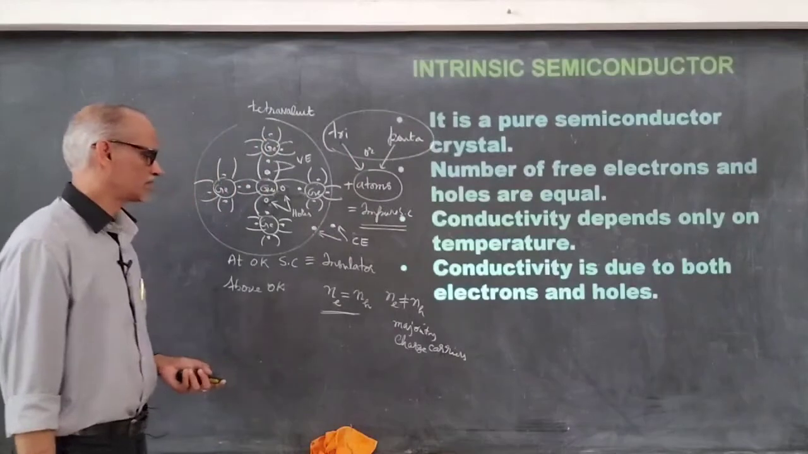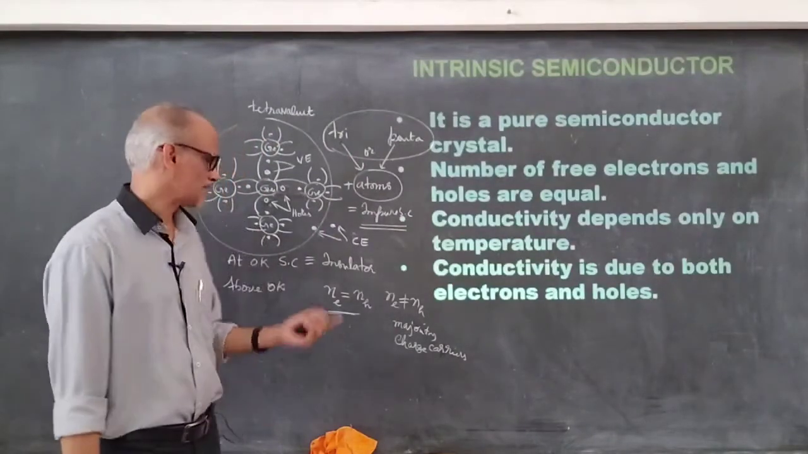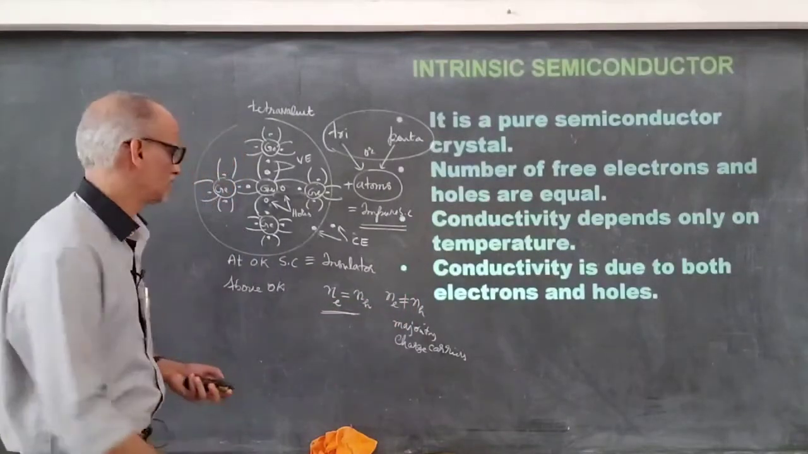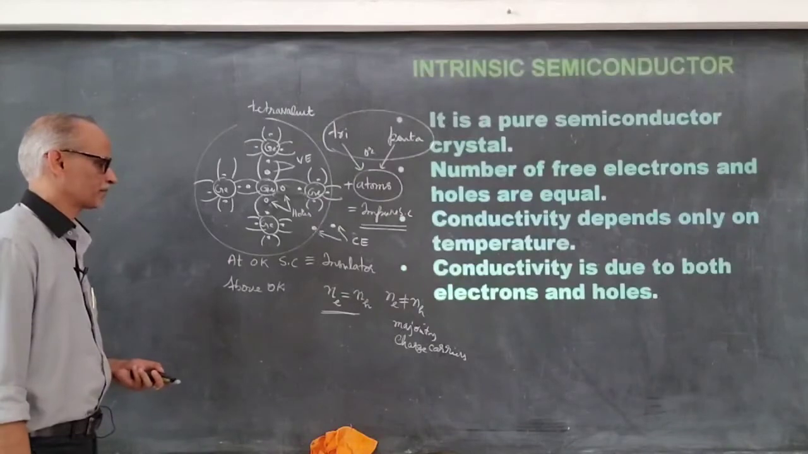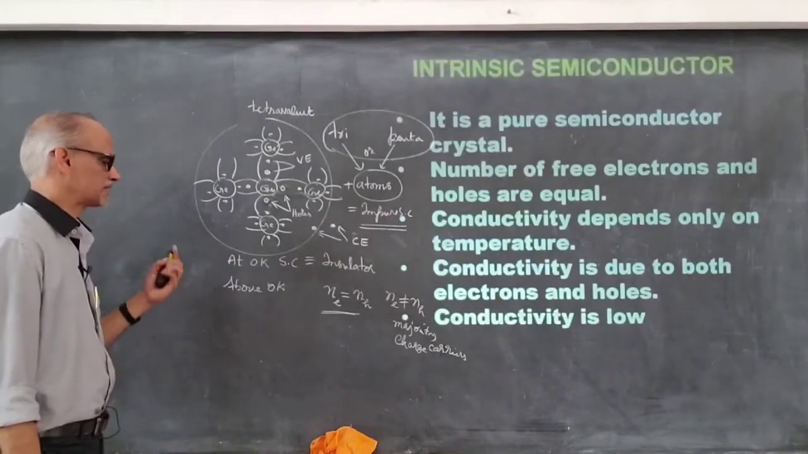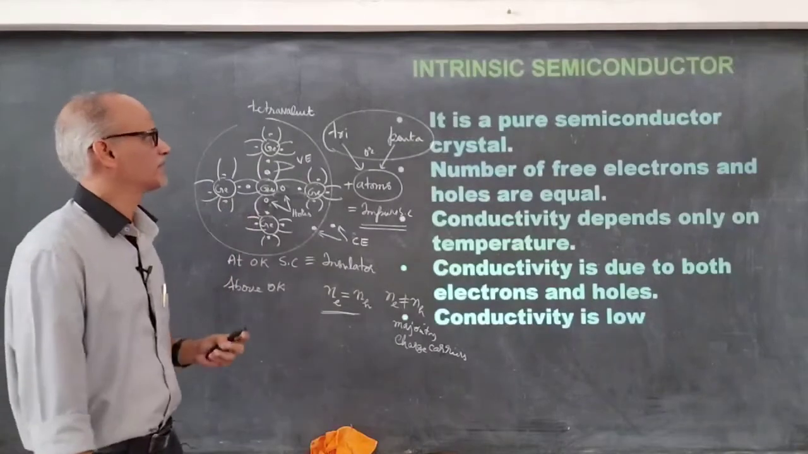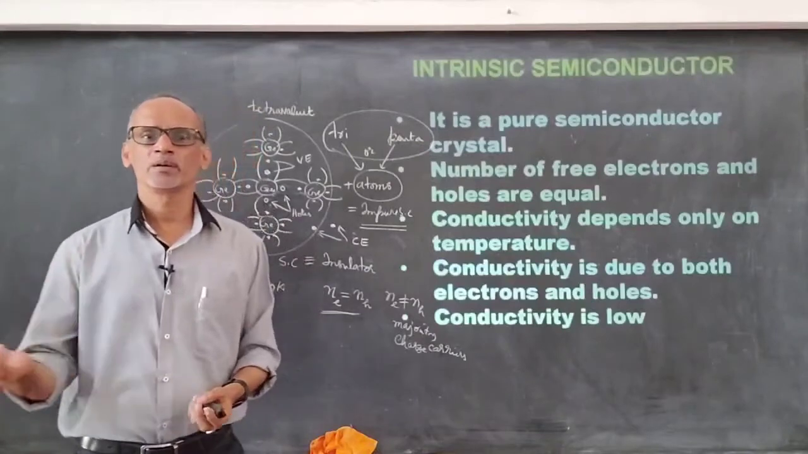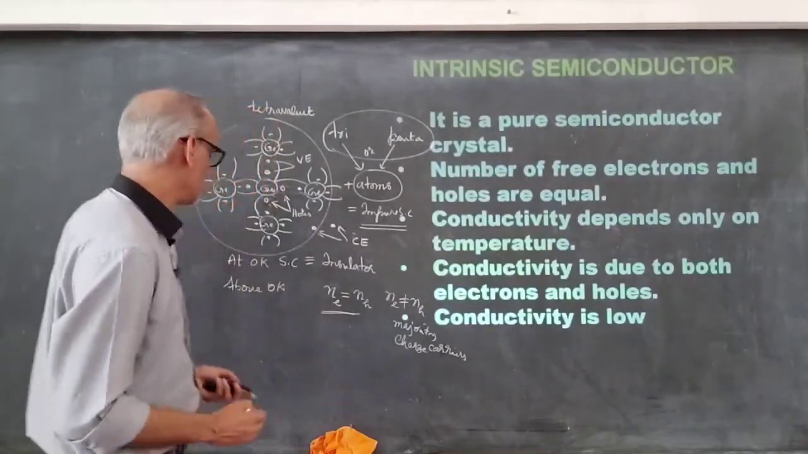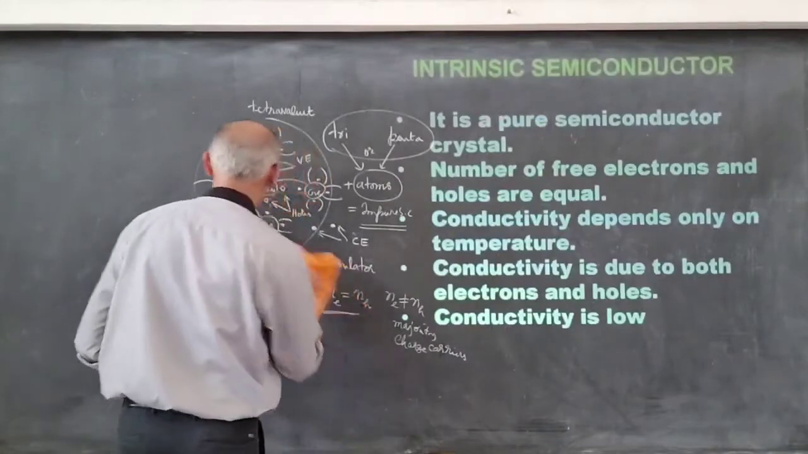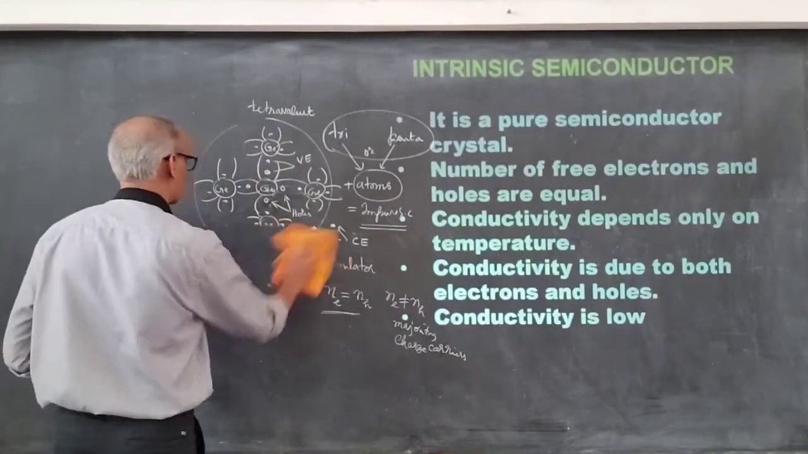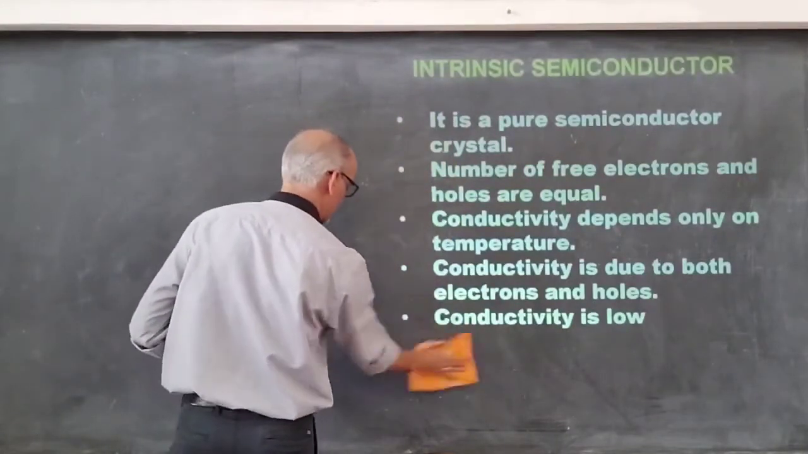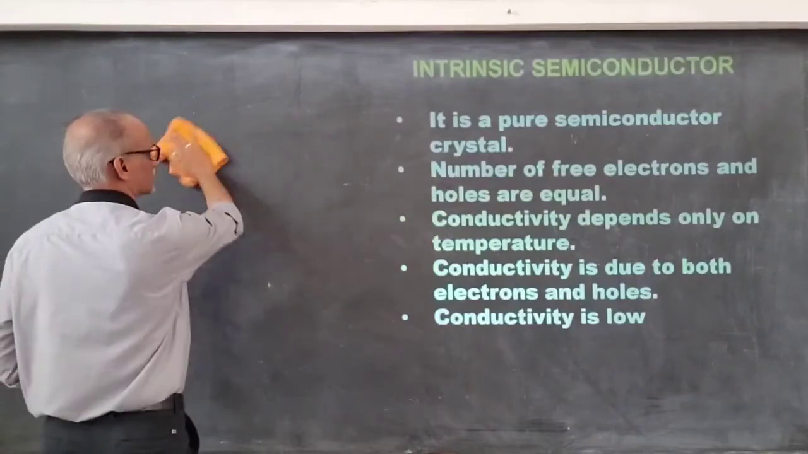What are these majority charge carriers? Majority charge carriers means either electrons or holes. You'll come to know when I explain the next type of semiconductor. In the intrinsic semiconductor the conductivity is low, whereas in the extrinsic semiconductor the conductivity is very high, because that is the reason why we add the impurities, called a doping agent or dopant. So this is an important question: distinguish between the intrinsic and extrinsic semiconductor.